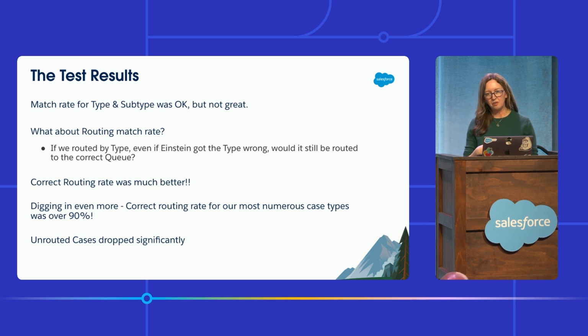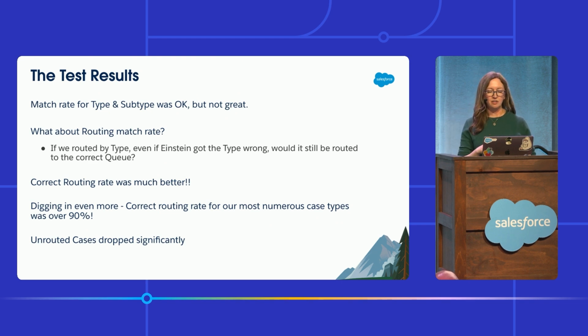And so what I wanted to look at was if I actually ran the routing rules off of the type and subtype, would that be better than the 50% routing we were getting before? So I asked our customer support managers, if we routed by type and subtype, where would you want stuff to go? And then did the same comparison on where the case ended up versus where Einstein would have routed it, and the routing rate was much better. It was in the mid to high 80s.